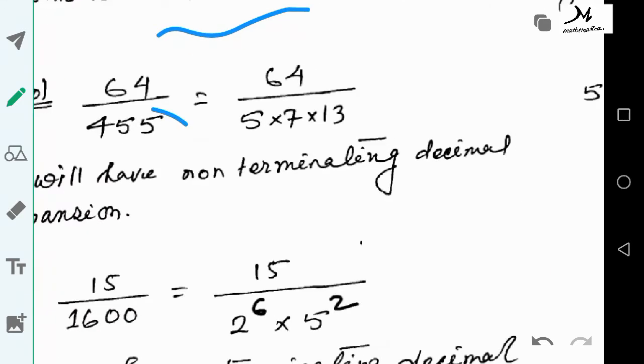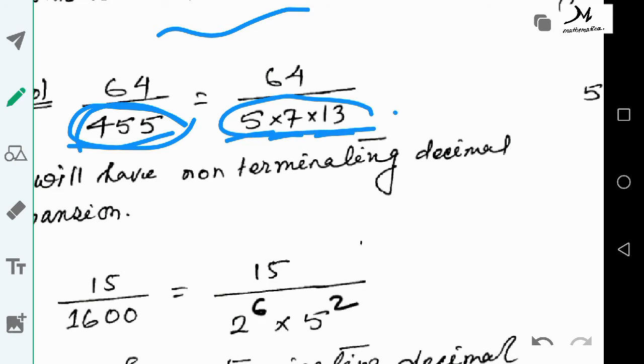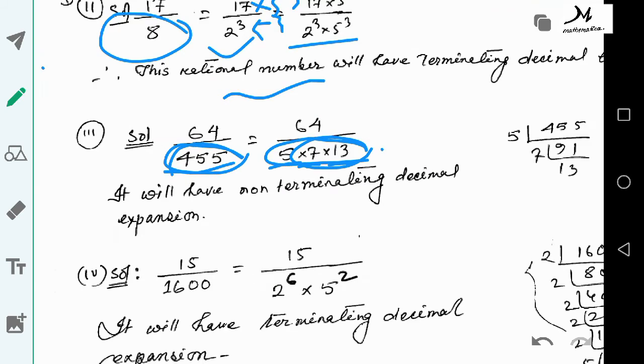Here you see 455. After factorizing 455, we have got 5 into 7 into 13. So this factorization contains factors other than 5 and 2. If it contains 5 and 2 only, then we can say it will have terminating decimal expansion, but here other than 2 and 5 there are 7 and 13, that's why its decimal expansion will be non-terminating.